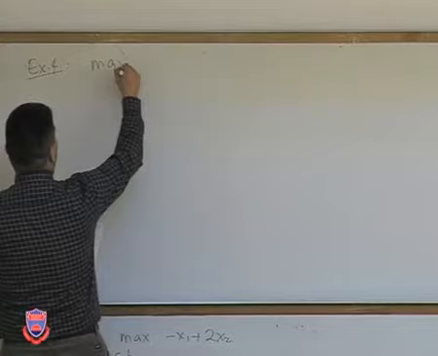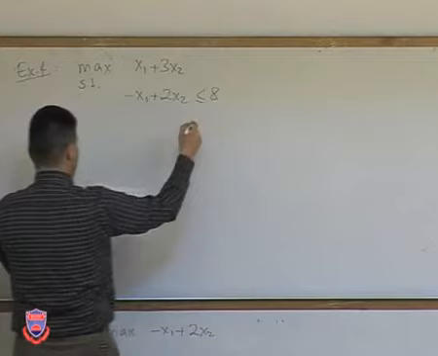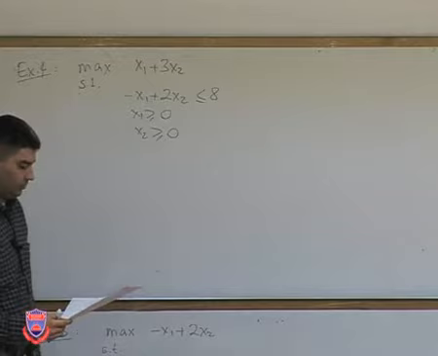So let's consider the following problem. Maximize x1 plus 3x2. And here are my constraints. Minus x1 plus 2x2 is less than or equal to 8. x1 is non-negative and x2 is non-negative. Okay? So now I have only 3 constraints.